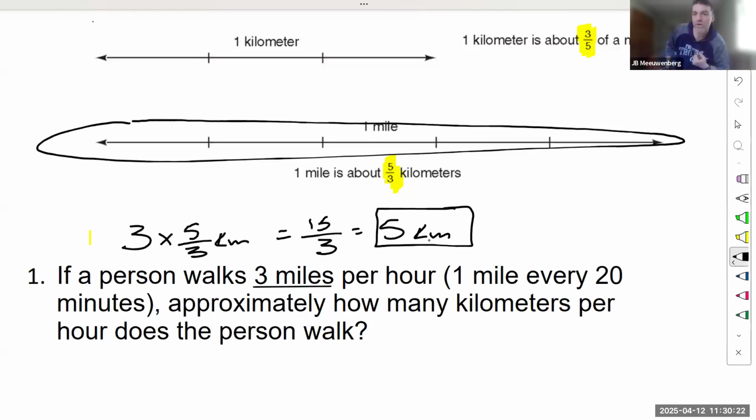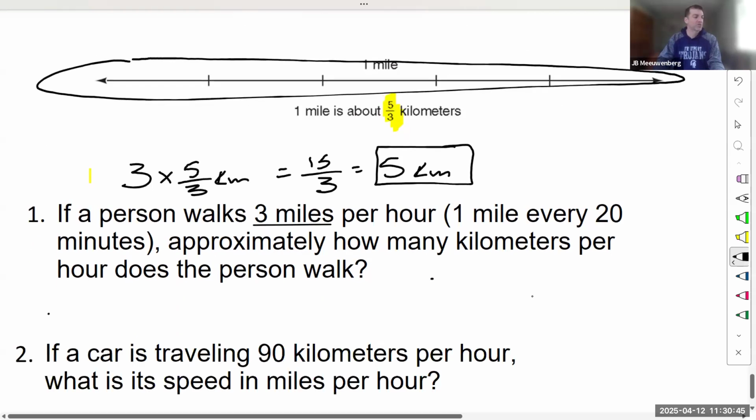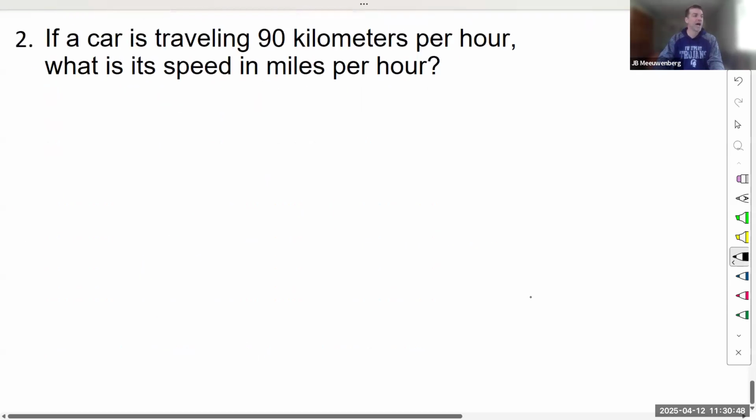So 3 miles is approximately 5 kilometers. Now, if you're a runner, you might have encountered a 5K before. 5K it's a little more than 3 miles. Again, we're approximating. It's about 3.1 miles. But you can see that relationship is pretty close. And a lot of the times, estimating is all we need to do. Here's one more for you to try. If a car is traveling 90 kilometers per hour, what is its speed in miles per hour?